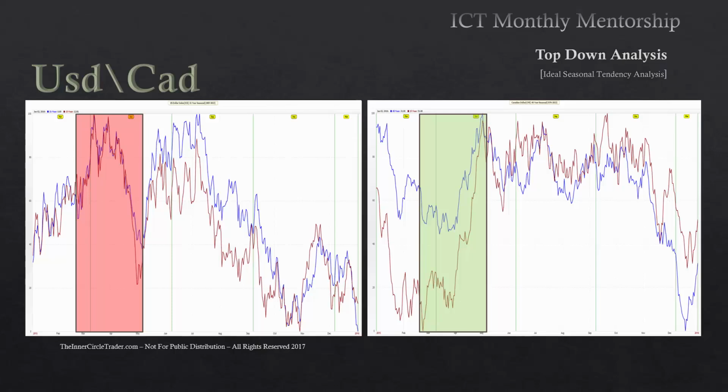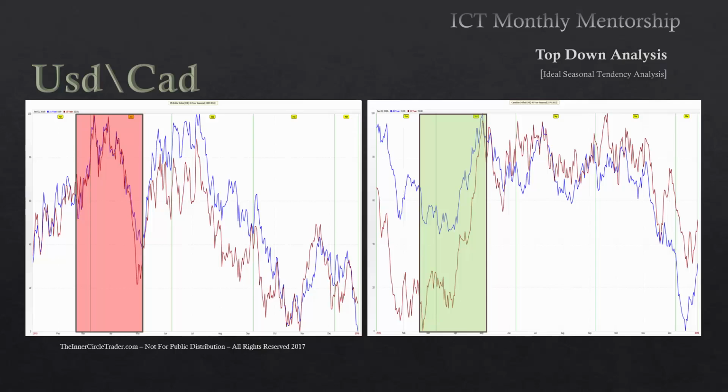So the way you would use this seasonal tendency is, if you're bearish on the dollar index, this is a good time to be selling short dollar CAD. Or if you're long-term bullish on the Canadian dollar, this is a good time to sell this pair, because you can see the weakness in the dollar index and the strength underlying with the Canadian dollar.